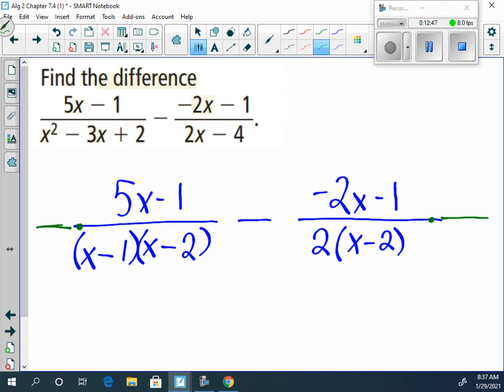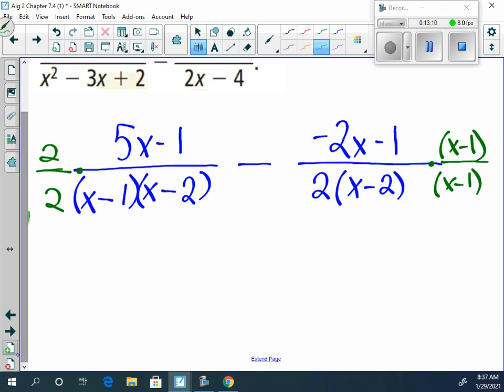All right, let's see what we need to do to make the denominators be the same. So what does the left one have that the right one doesn't? Yep, so I'm going to multiply it on top and bottom. Now what does the right one have that the left one doesn't? Any questions on any of this here?